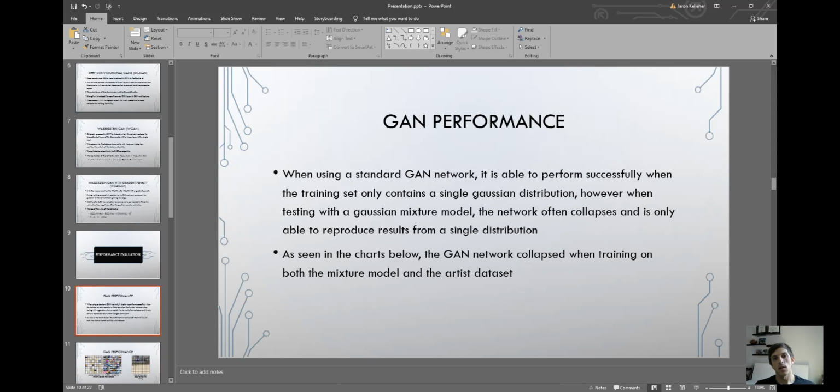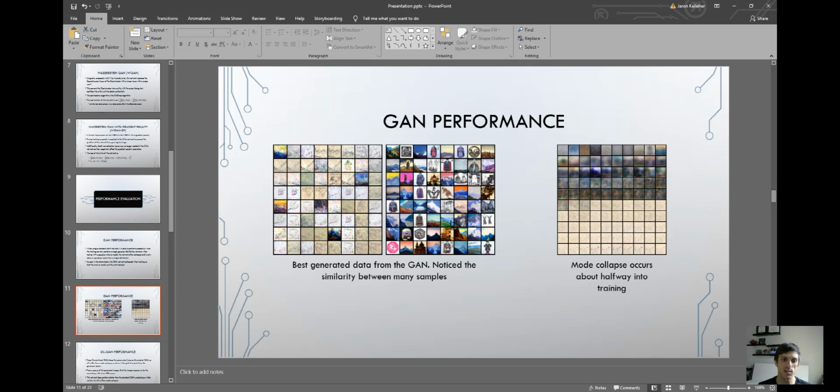The standard GAN performed not so well on either the Gaussian mixture model or the ARTIST dataset. I'll show you the ARTIST dataset on this slide here. As you can see on the very left, we have the highest rated fake ARTIST images from the discriminator, and to the right of that are the highest rated real images from the discriminator. For the fake data, a lot of them are very similar or the same. If you look at rows 1, 2, 3, and 4, column 4, they are just about the same image. So there's no variety here.